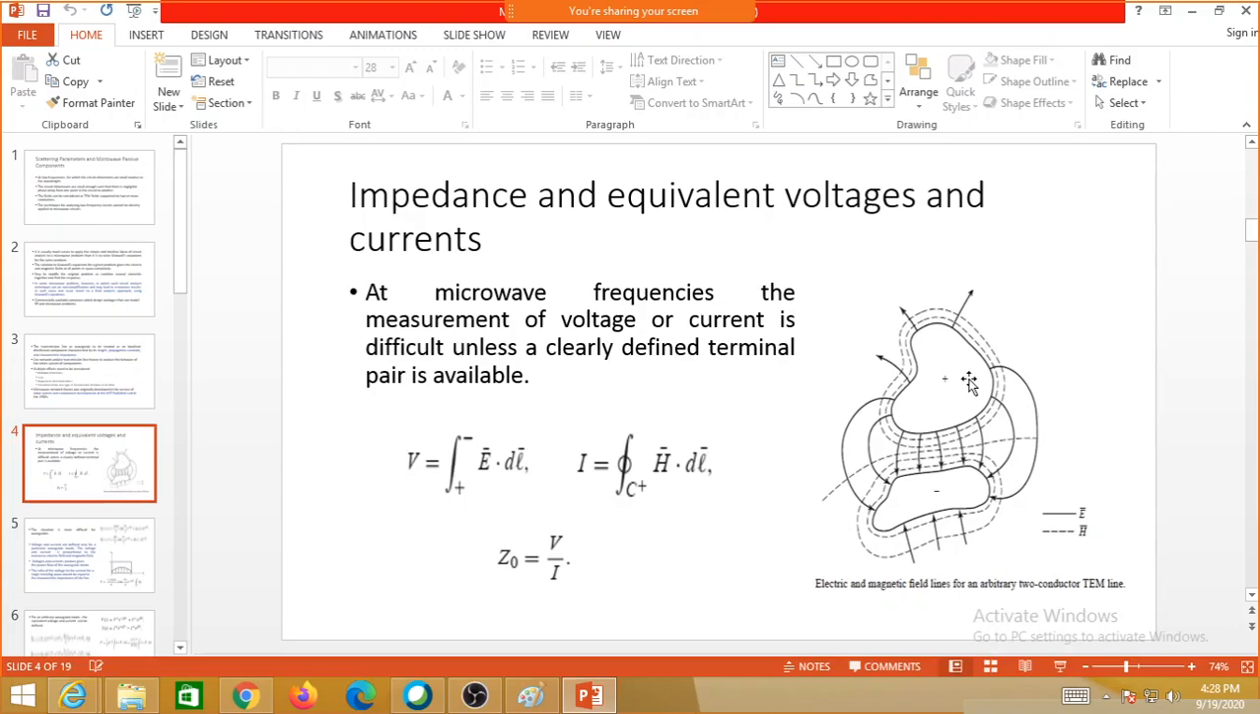Unless you have an oscillator or an oscilloscope, with which we can measure voltage and current at lower frequency. At higher frequency, it is very difficult to measure the voltage and current directly.